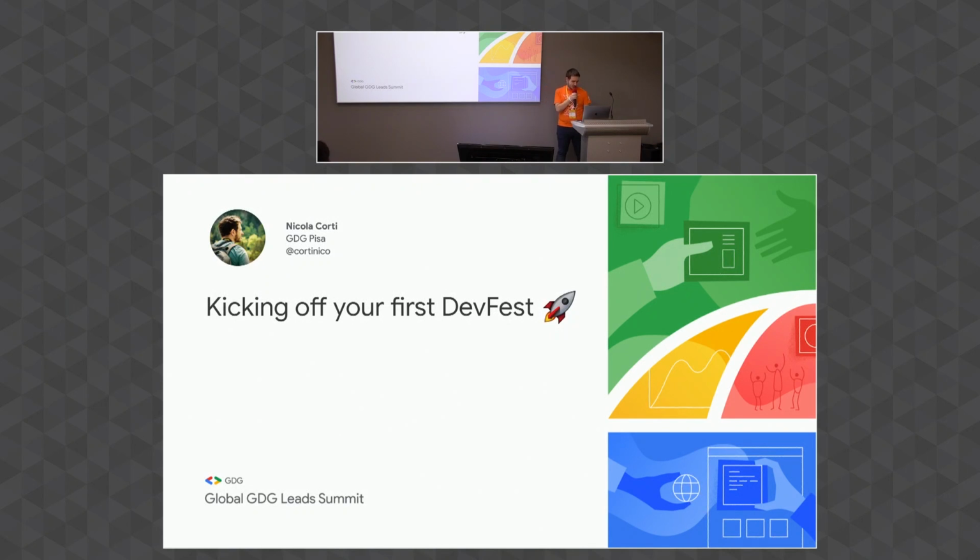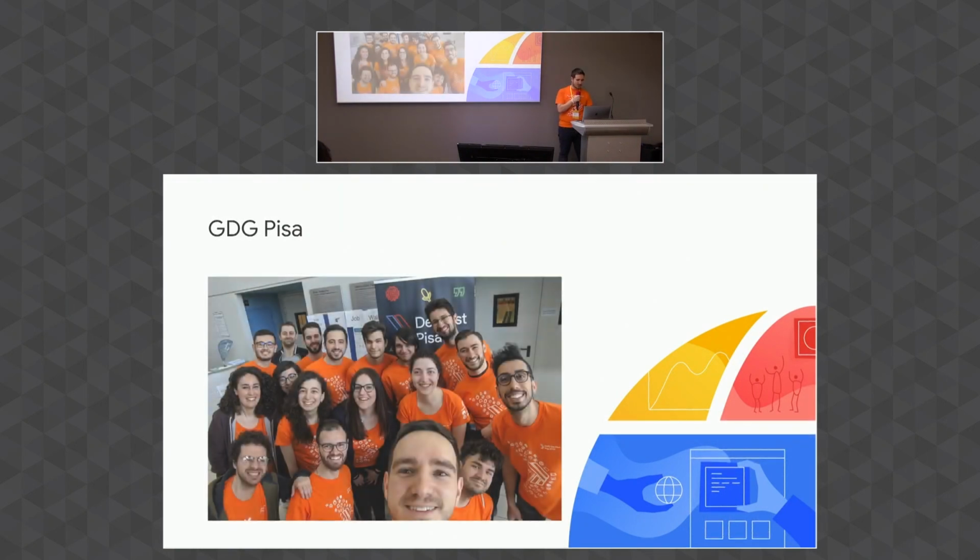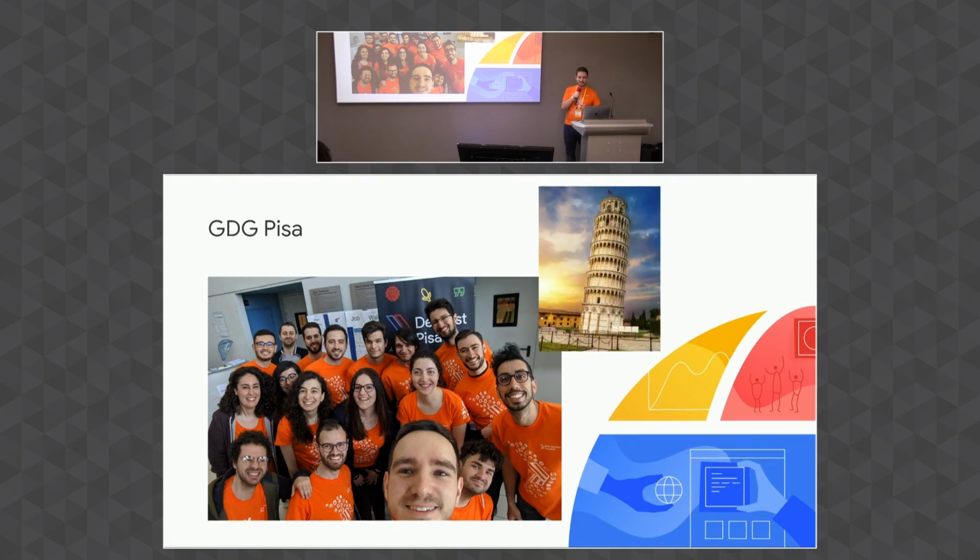A couple of words about me. My name is Nicola Corti. That's my Twitter handle. I'm the manager of the GDG Pisa, that is in Italy. A couple of words about our chapter. So that's us. And if you're wondering, Pisa is that city with the Leaning Tower. There are actually people living there, and we have a really big university and a lot of people interested in IT. So we have a great community.